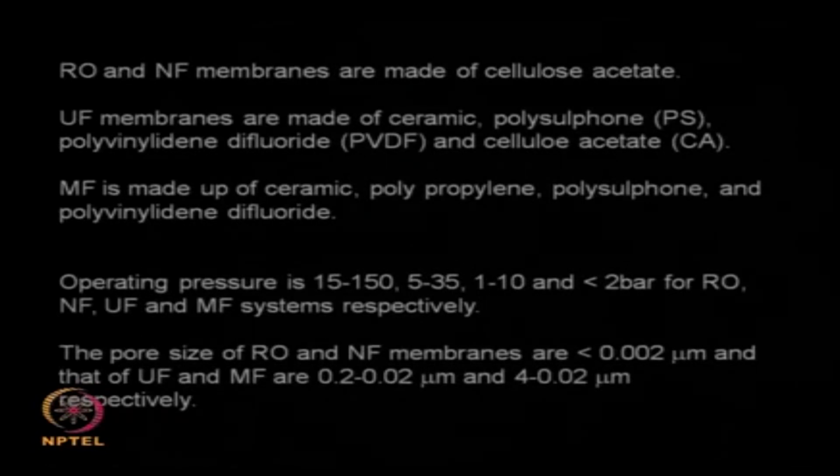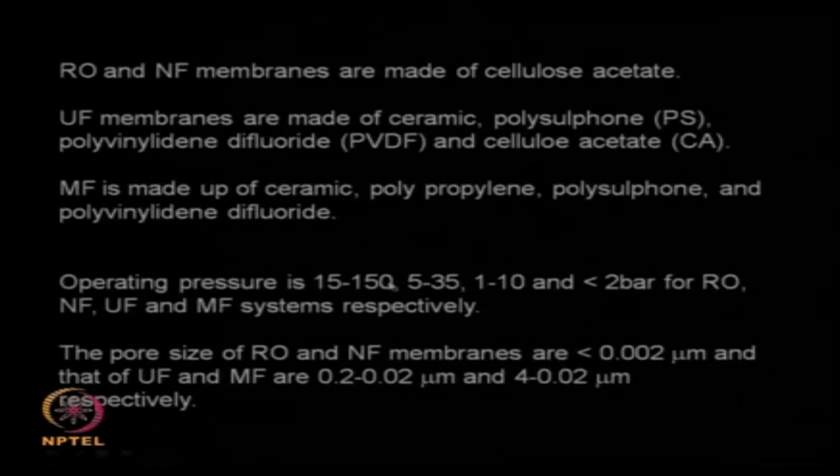Now let us look at the material of construction of some of these membranes. RO and nanofiltration membranes are made up of cellulose acetate. Cellulose being hydrophilic, it will favor hydrophilic compounds. Ultrafiltration membranes are made up of ceramic, polysulfone, polyvinylidene difluoride, that is PVDF, and cellulose acetate, that is CA. Microfiltration is made up of ceramic, polypropylene, that means we can go up to highly hydrophobic material, polysulfone, again polyvinylidene difluoride, so different types of material.